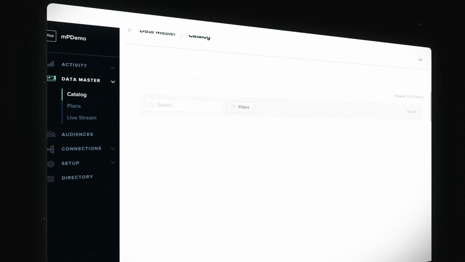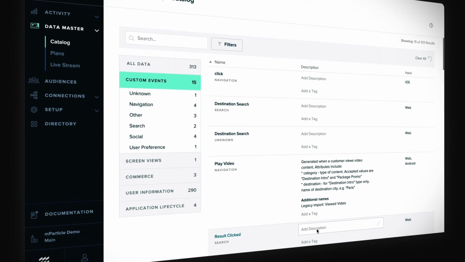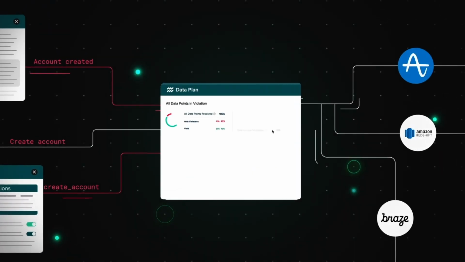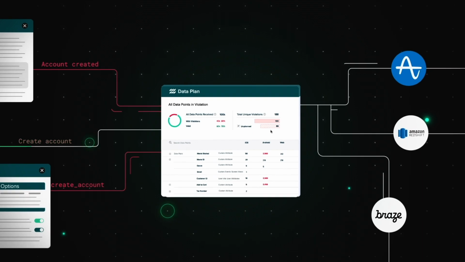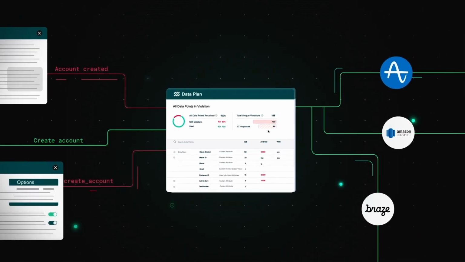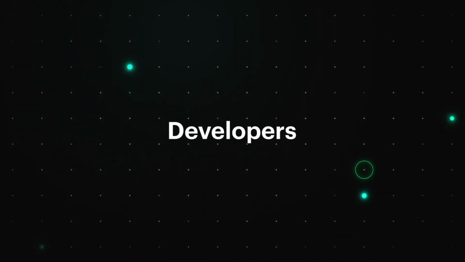Data Master allows you to standardize and validate customer data before it gets shared across systems, applications, and teams, so your data is both accurate and actionable. It's for anyone who is responsible for customer data in your organization, including product managers, marketers, and developers.